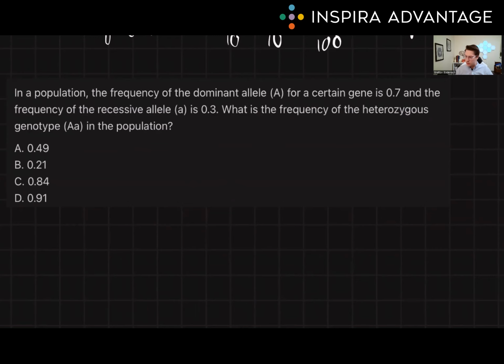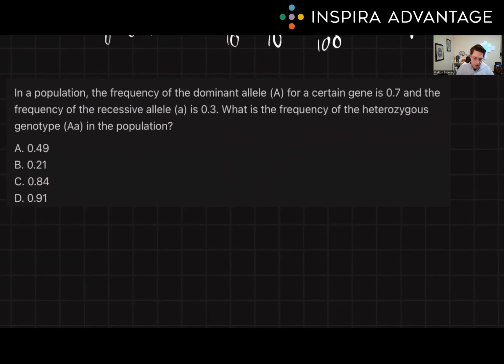Let's try one more, kind of similar to the last one. In a population, the frequency of the dominant allele, big A, for a certain gene is 0.7, and the frequency of the recessive allele, little a, is 0.3. What is the frequency of the heterozygous genotype, big A, little a, in the population? Take a moment, try and solve this.